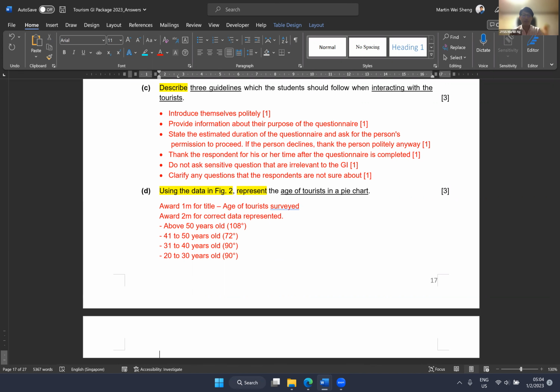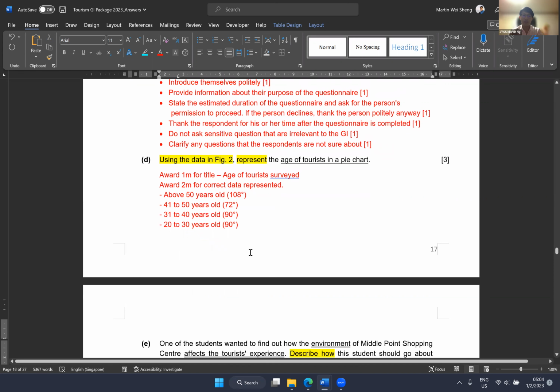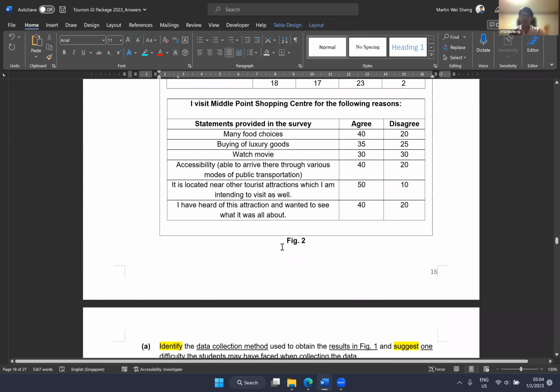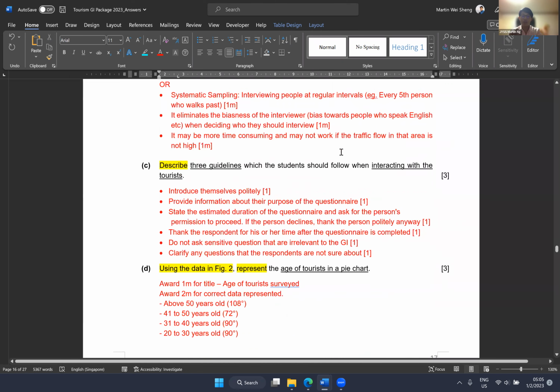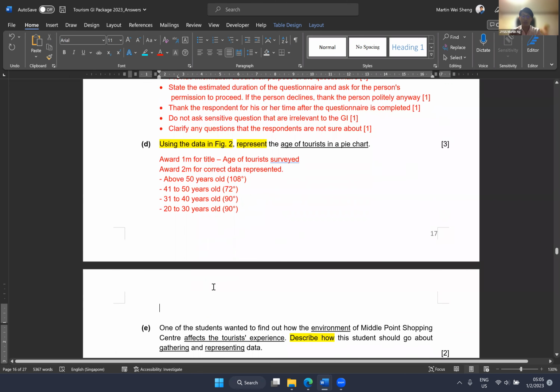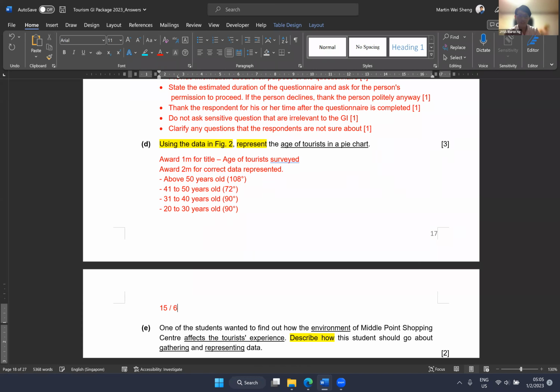There are 60 respondents, right? For example, if we look at 20 to 30 years old, there are 15 people, then 31 to 40, 15, 41 to 50, 12, above 50, there are 18. So basically what you do over here is convert the respondents for each category to percentage. So 15 divided by 60 in total, times 100%, that would be equal to 25%.